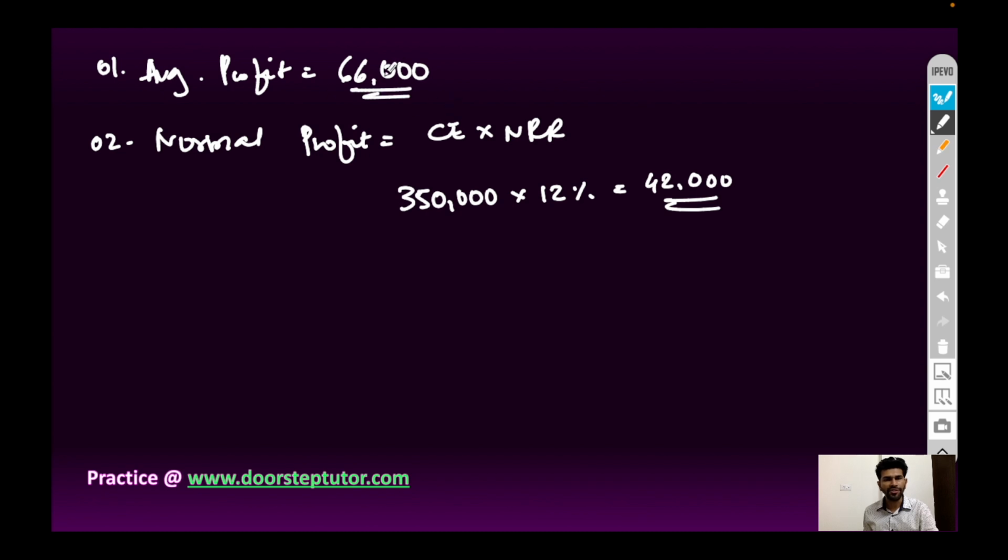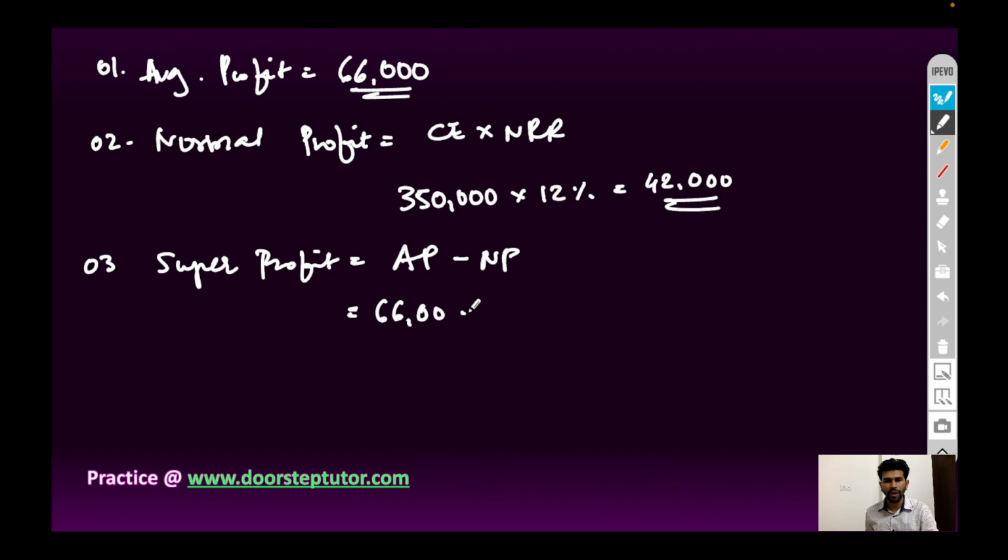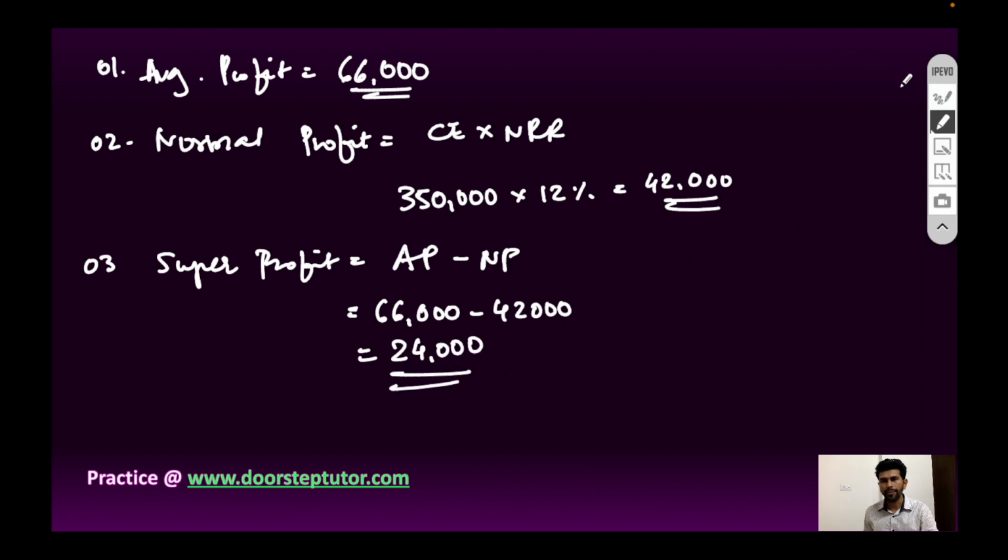Average profit is 66,000. Normal profit is 42,000. So super profit is equal to average profit minus normal profit, that is 66,000 minus 42,000 equal to 24,000. Super profit is 24,000.